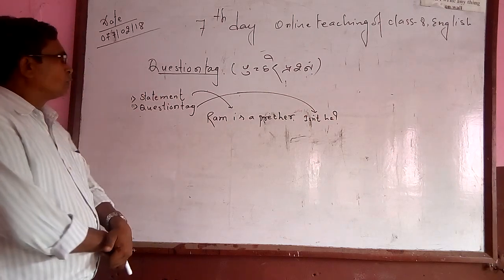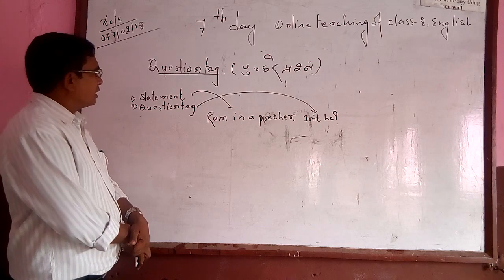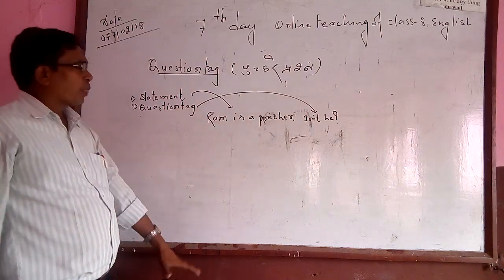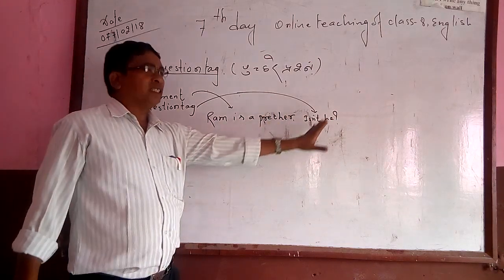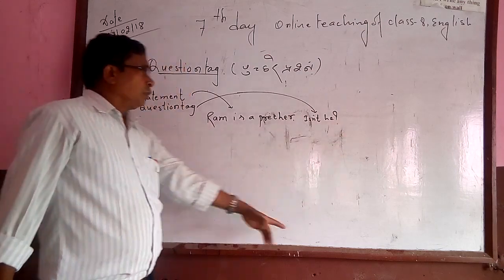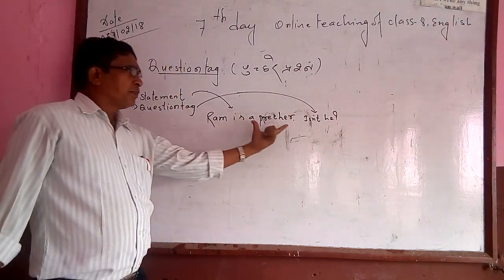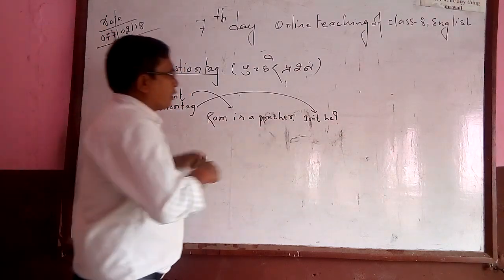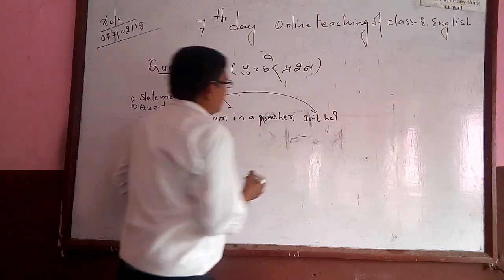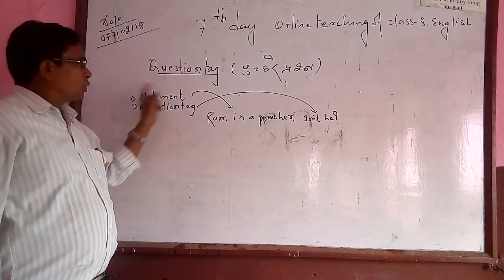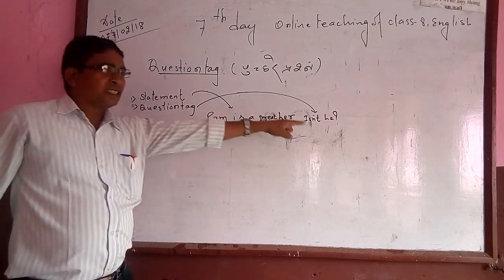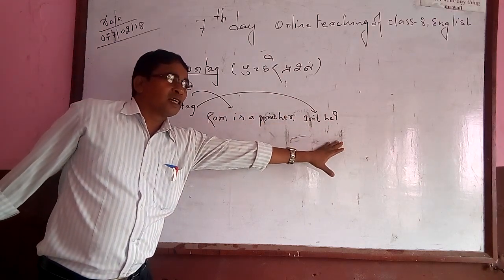Generally, question tag has 2 parts, a statement and the question tag. As you see here, Ram is a preacher, isn't he? The arrow shows Ram is a preacher. This is the statement. And isn't he? This is the question tag.